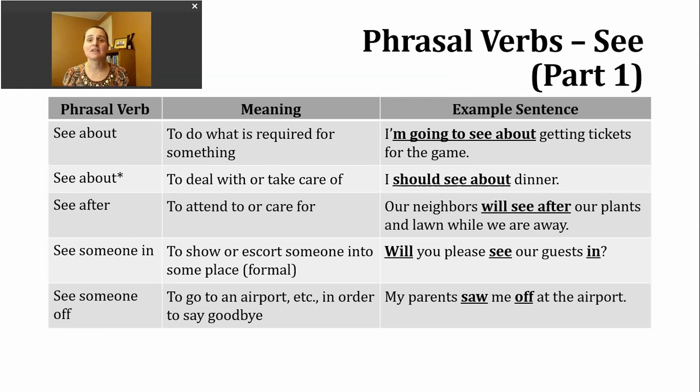The second meaning for see about is to deal with or take care of. An example of this sentence is, I should see about dinner. So you might hear someone say this and then see that person go directly to the kitchen. They're going to check on something that maybe is in the oven or on the stove. They're going to stir things, check on how much more time something needs before it's ready to be eaten.